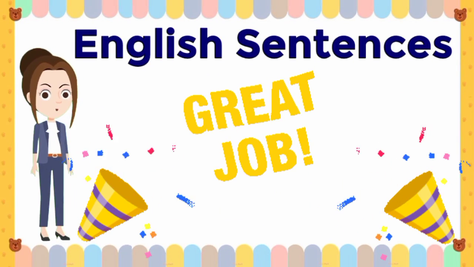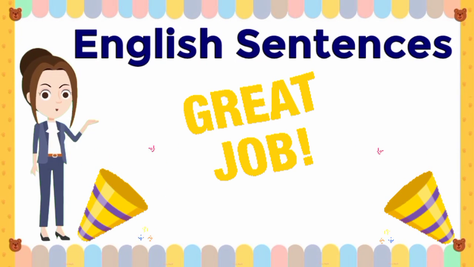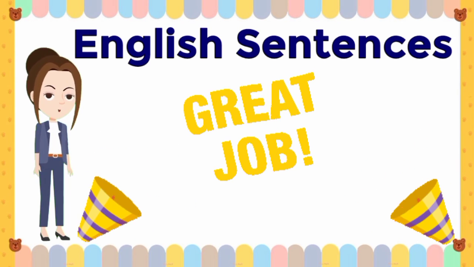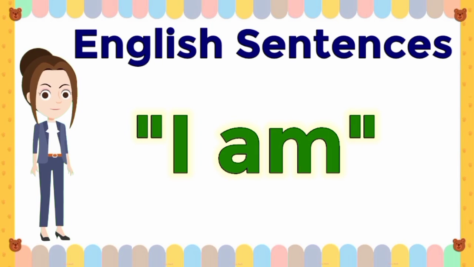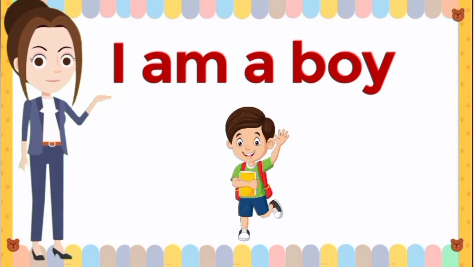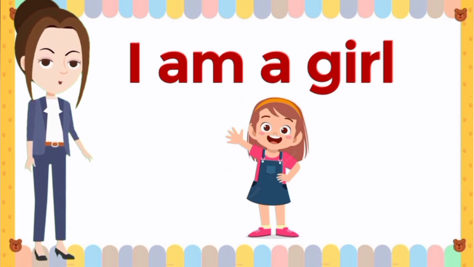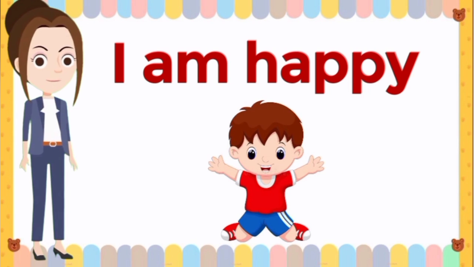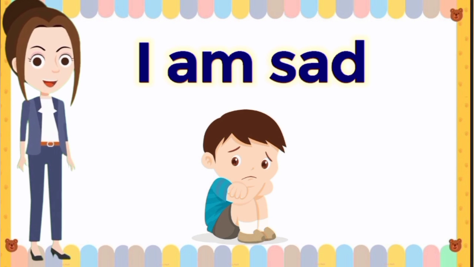Very good children, you did a great job. Now let's read I am sentences together once again. I am a boy. I am a girl. I am happy. I am sad.